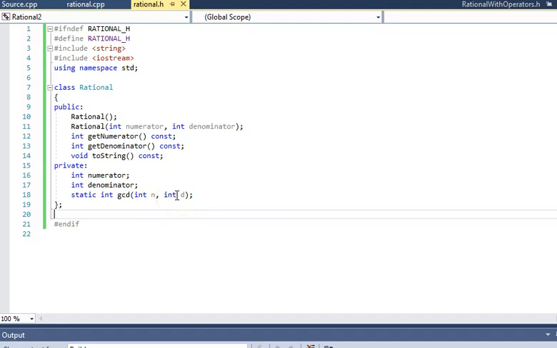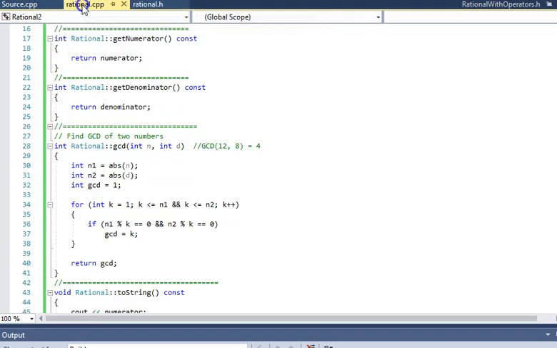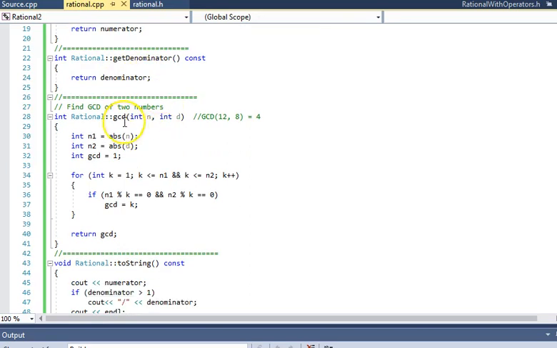I have the implementation file right here. Let's start by going over the GCD function, greatest common divisor. It receives two integer parameters and finds the greatest common divisor, which is the largest integer that evenly divides both parameters. So in this case, greatest common divisor of 12 and 8 would be 4.